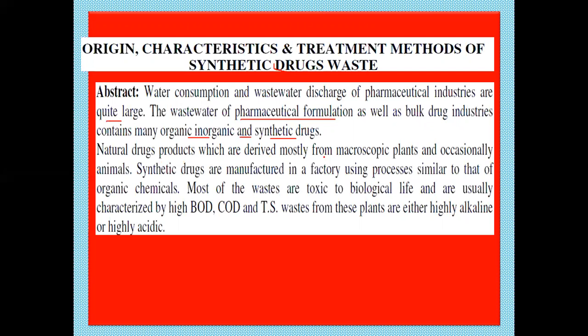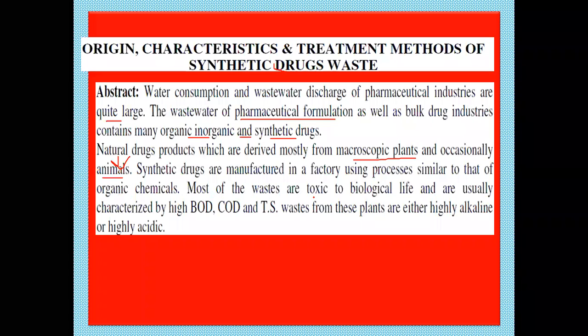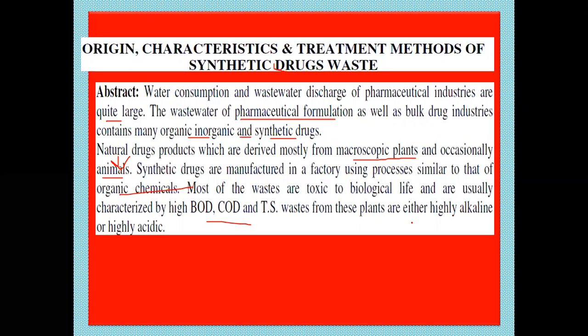Natural drugs produced are derived mostly from macroscopic plants and occasionally animals. We retrieve natural drugs from macroscopic plants and animals. So when talking about origin in pharmaceutical industries, you can write this point. Synthetic drugs are manufactured in a factory using processes similar to those of the organic materials. Most of the wastewaters are toxic to biological life and are usually characterized by BOD, COD, TS. Wastes from these plants are either highly alkaline or highly acidic.